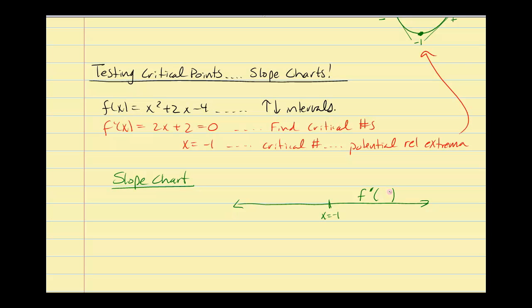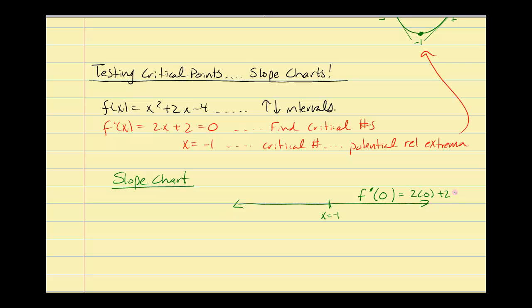I could plug in 1,000,000, I could plug in 1,000,000,000, I could plug in 189. But the point is you plug in any number between -1 and positive infinity. And I plug in an easy number like 0. Now remember, we're plugging into the first derivative. So plugging into our first derivative, we have 2 times 0 plus 2.